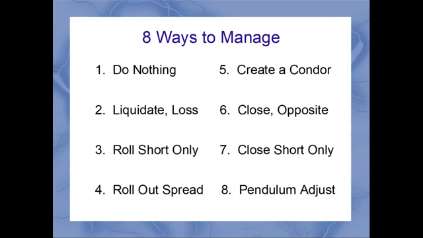5, create a condor. You've got a bull put, it's wavering around your trigger point, your short put strike price. Let me sell an out of the money bear call, get a little bit more credit in there, move the max profit up, give me a little bit more room to the lower break even because of the higher net credit.